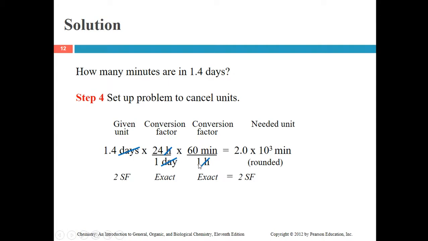So when you do that math now that all the labels have canceled out, we're going to go 1.4 times 24 times 60 divided by 1 times 1, and then we're going to get our number. Now then you go, well, how did you get that number? My calculator didn't look like that. Well, because we have 2 significant digits in our original starting number, that means our answer must be in 2 significant digits.